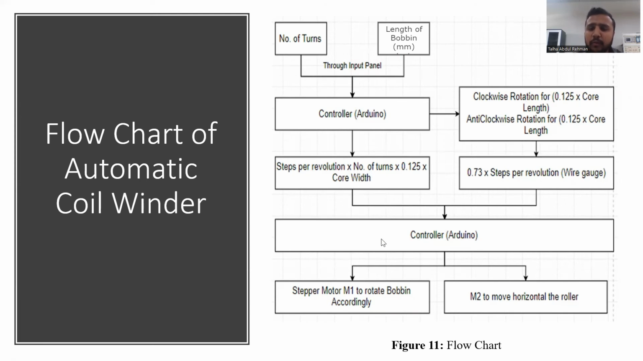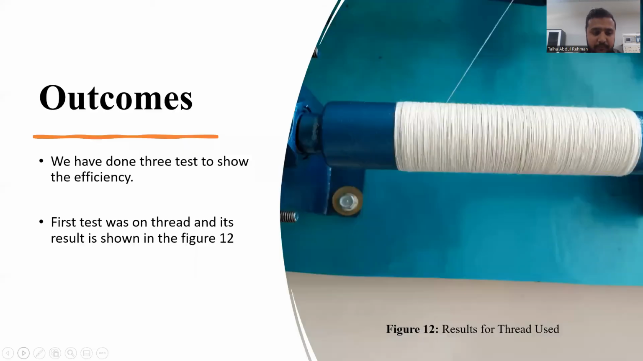Then it will go to the Arduino controller, and it will decide to move the motor M1, which rotates the bobbin, and the other motor, M2, which will horizontally move the roller. So this is our main code which we used in our project.